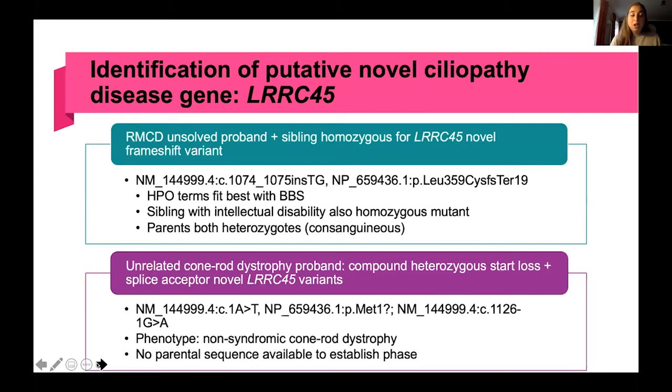We then used a script called gene variant workflow to extract variants in this gene across the whole of 100K and found a potential second patient. So this is a patient with what sounds like non-syndromic cone rod dystrophy, who's got a start loss and a splice acceptor variant, but we haven't been able to establish phase because we don't have any parental sequence.